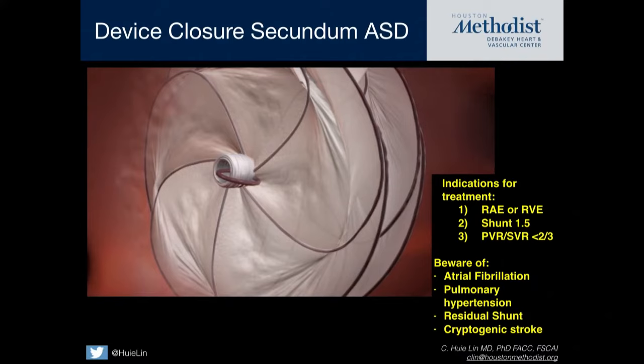There's also a risk of the development of pulmonary hypertension. There's a risk of actually having a residual shunt. And if you do see a residual shunt in the secundum atrial septal defect, you should also consider the possibility that they may have had partial anomalous pulmonary venous return that was not addressed during their secundum atrial septal defect evaluation. Then finally, if there is a residual shunt, you also have to be concerned about the possibility of having a paradoxical embolism causing a cryptogenic stroke.